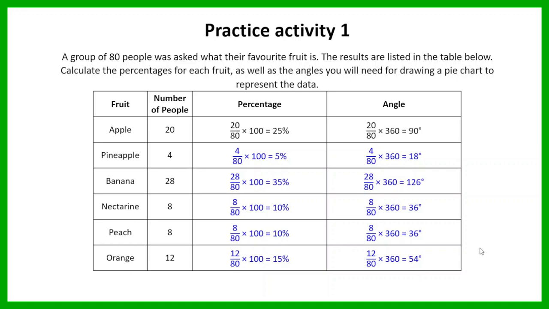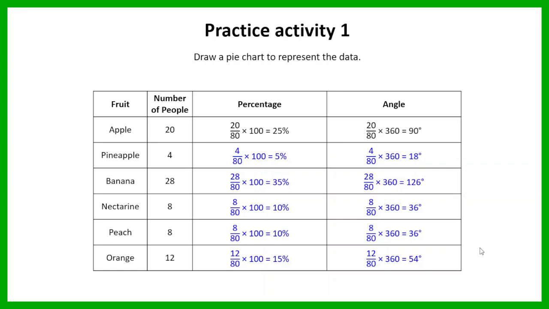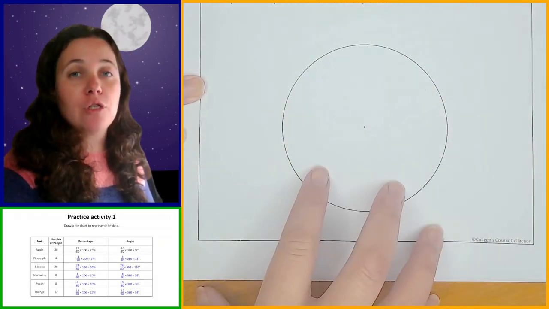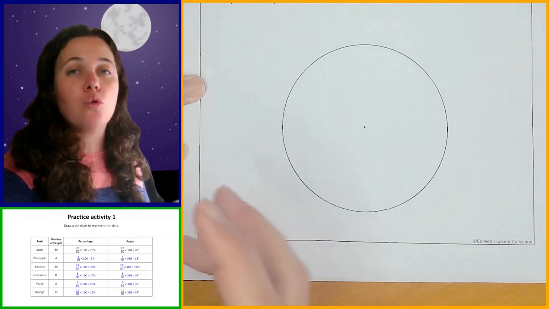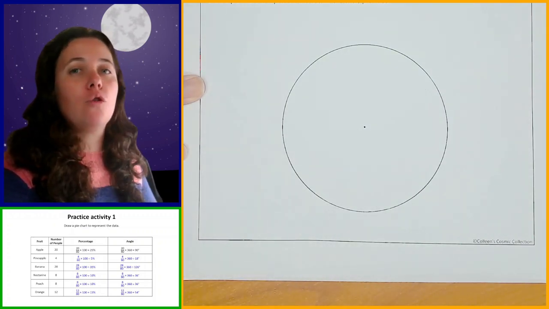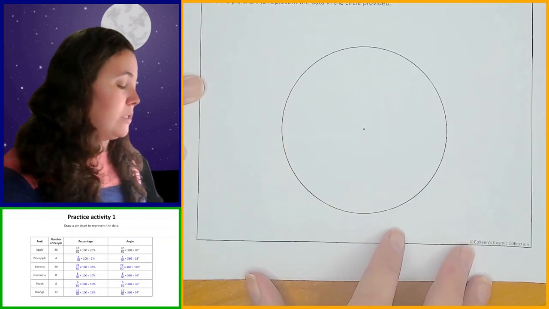Now you're going to take that information and you're going to draw a pie chart. Okay, so I'm going to start you off so you know how to do it, and then you are going to finish it for yourselves. Okay, so let's quickly have a look at how you would start this. If you've got the worksheet, then you'll have a circle that you can do it on. Otherwise, you can just draw a circle. You can use a compass to draw a circle, or you can just draw a circle around something round as well, around a bowl or something like that.